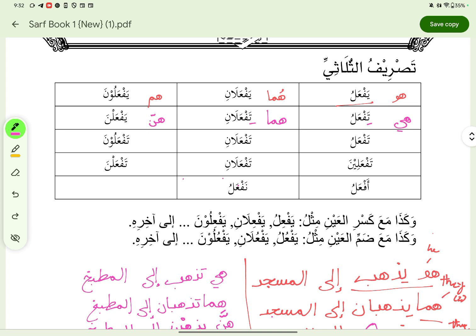So the identifying factor is the noon at the end, and right before it is the sukun. So it'll be like yaktubna, yaf'alna, yadhabna, right? And that's how to say that's female. So you'll focus on these two lines.